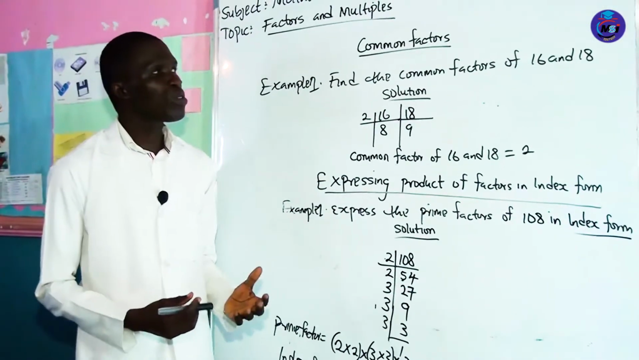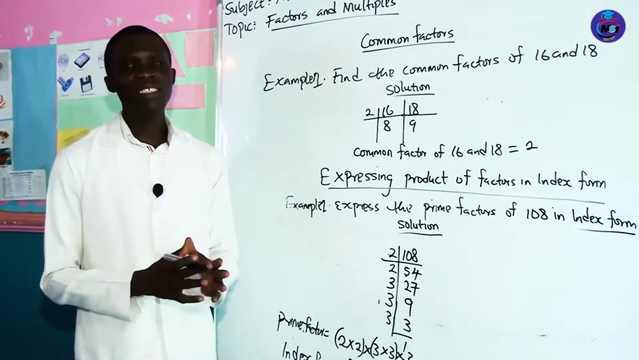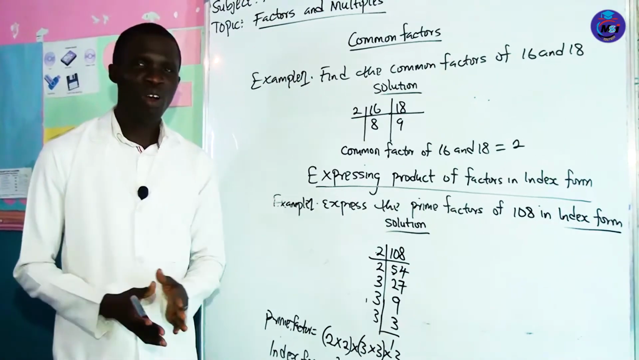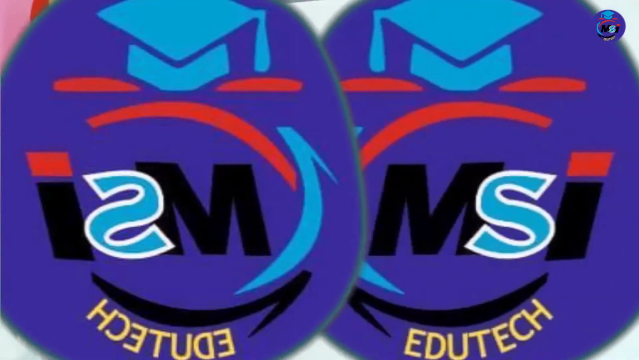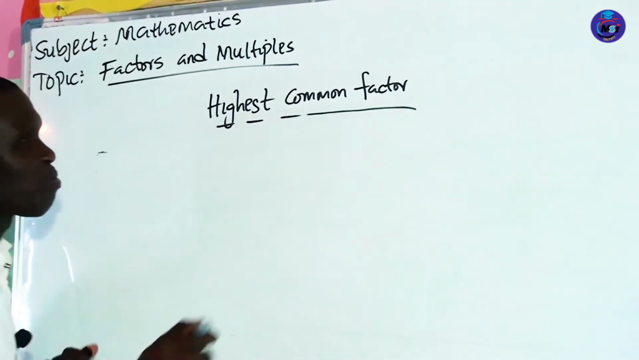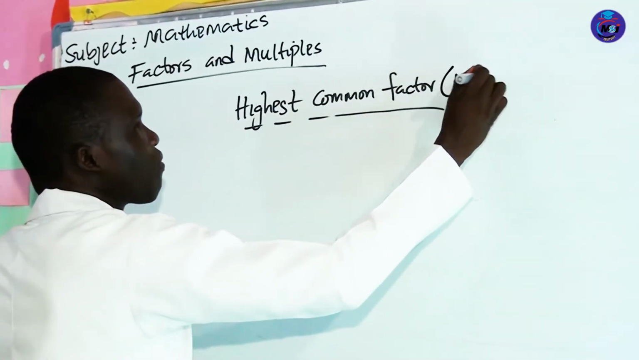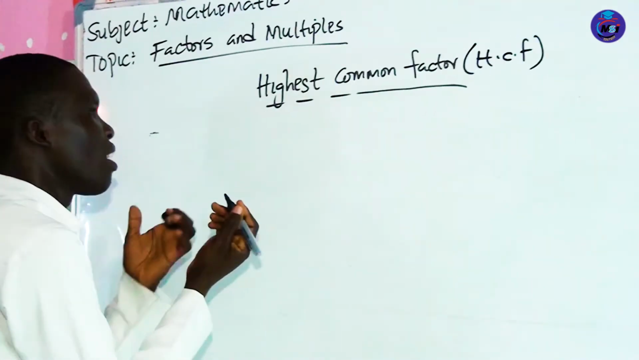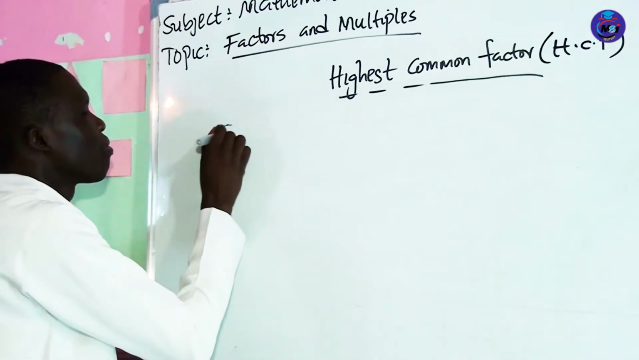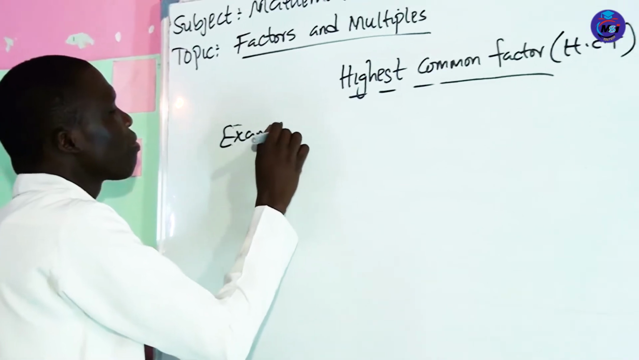Now, we want to look at how to find highest common factor and lowest common multiple. We want to look at highest common factor. We call it HCF. Okay? Let me give you an example. Example.